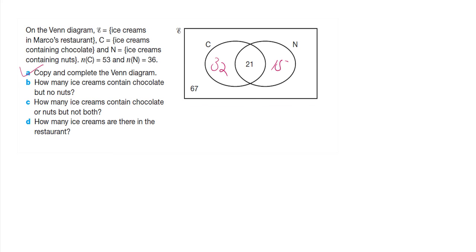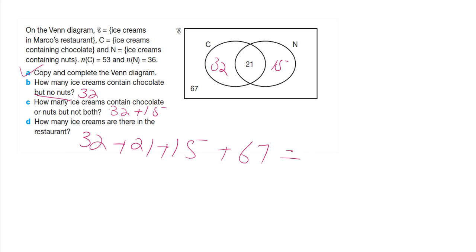How many ice creams contain chocolate but no nuts? 32. How many ice creams contain chocolate or nuts but not both? We have to add up these two, 32 and 15, as they have chocolate or nuts but not both. How many ice creams are there in the restaurant? We have to total these all together: 21, 15, and 67 with the 32. We will get to know about all the ice creams that are present in the restaurant.